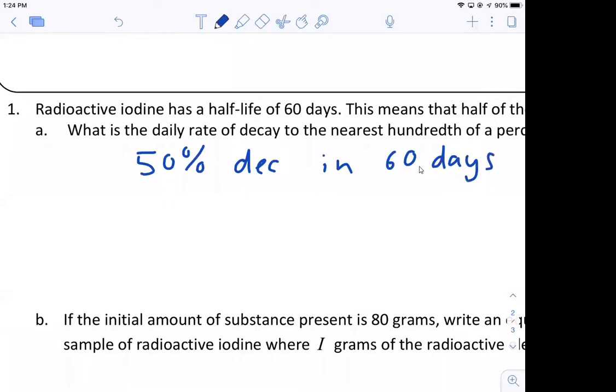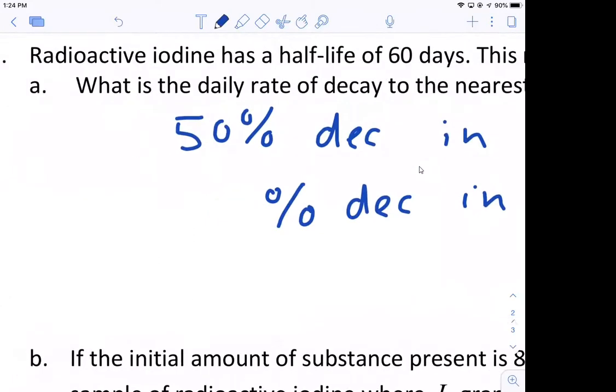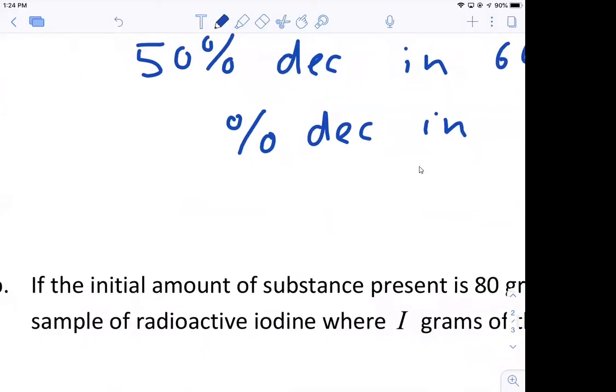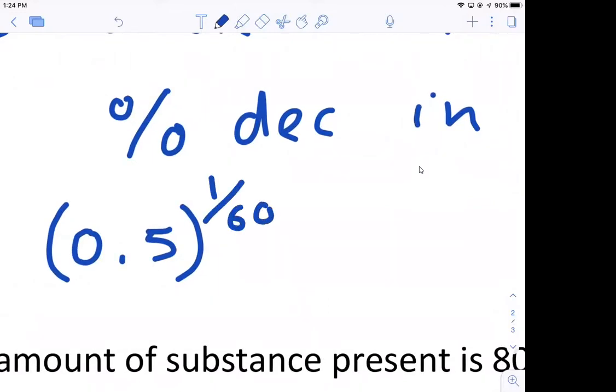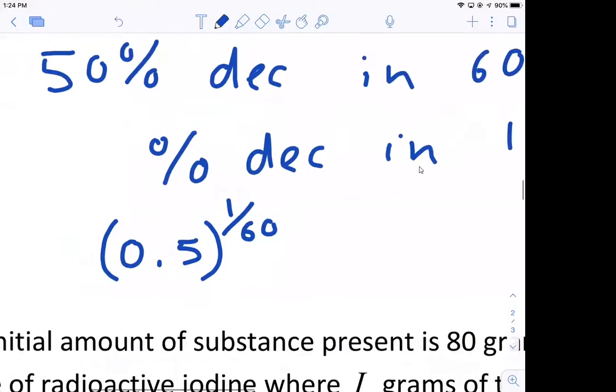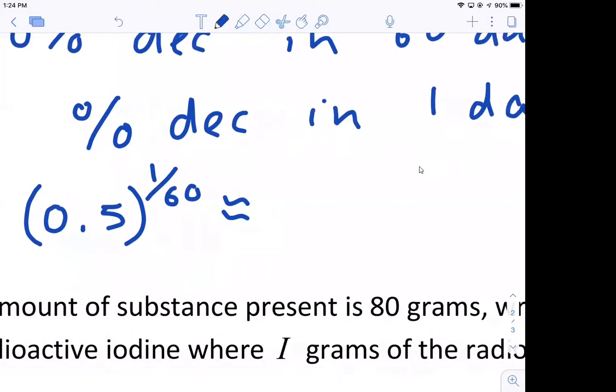So if you want the percent decrease in 1 day, it's going to be just like how we've done all the other ones. Well, I actually can't do that yet, but the way we'd find it is the decay factor is a half or 0.5. If it takes 60 days to decrease by 50%, in 1 day, it's going to decrease by 1/60th of that amount as an exponent. And that is approximately 0.98851 something, something, something.